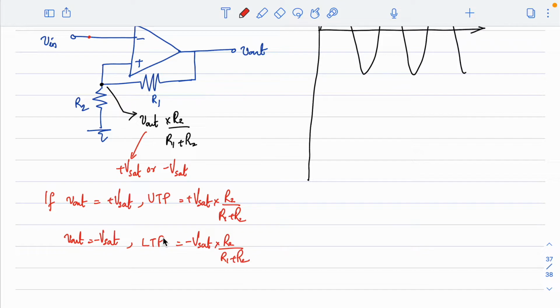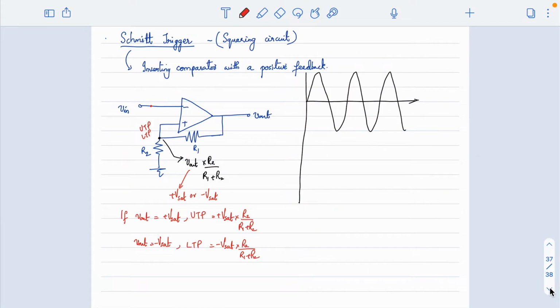So what happens here is the input voltage, which is connected at the inverting input, will change the state of the output. How will it change the state of the output? Whenever the input voltage exceeds certain voltage levels. The voltage levels here are the upper threshold voltage and the lower threshold voltage. So whenever this V in exceeds this UTP or LTP, the output will switch. So let us look at the waveform to understand this circuit better.